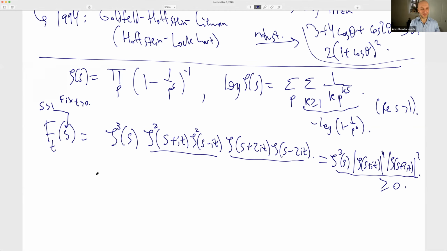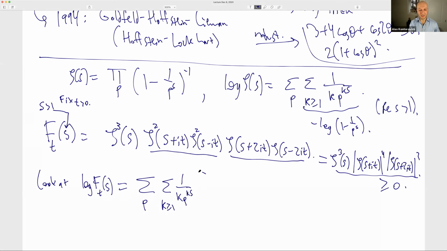And the way to show that something's at least 1 is to show that its logarithm is at least 0. So let's look at its logarithm. Look at log f of t of s. The beauty about multiplying things and taking logs is that you get to add things instead of multiplying. So this is 3 times log of zeta s. I know what log of zeta s is. It's a sum over the primes, the sum over k bigger than or equal to 1, of 1 over k p to the ks. And there's a 3 there. You guys see that?